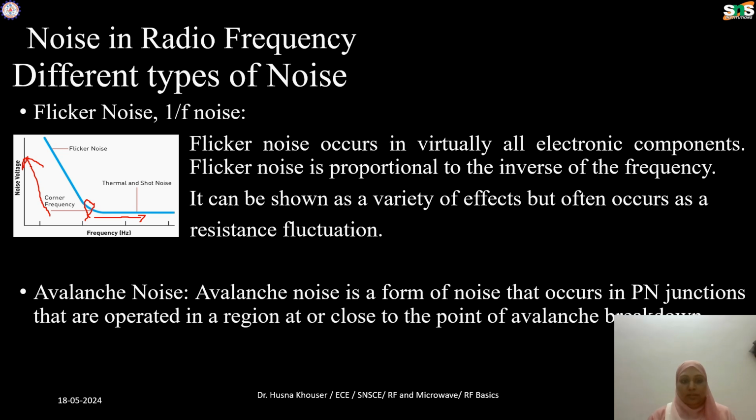And next is the avalanche noise. Avalanche noise is a form of noise that occurs in PN junctions that are operated in the region close to the point of avalanche breakdown condition. Here we will not discuss avalanche noise in detail, but whenever the avalanche breakdown condition occurs, there will be a slight disturbance, that is noise, which we call avalanche noise.